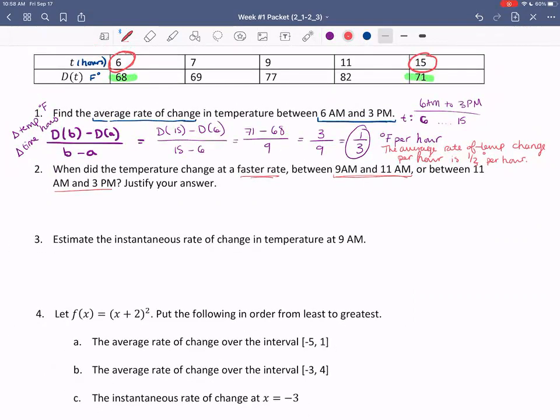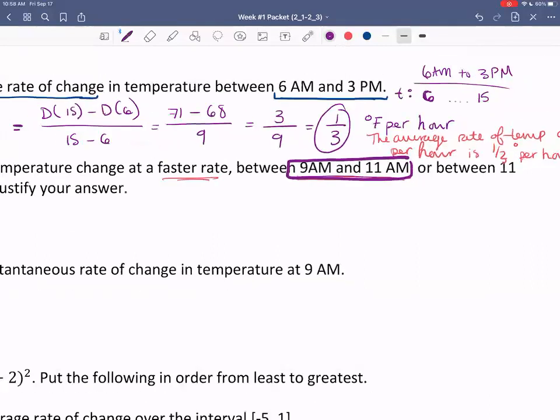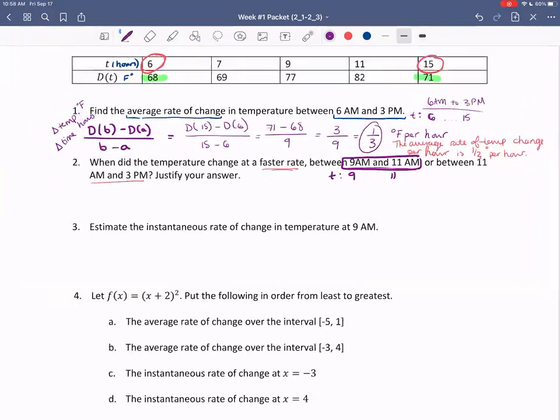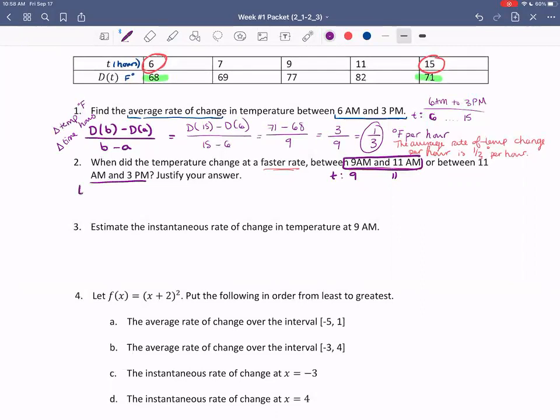All right, so now let's check your answers. So what is T from 9 to 11 a.m.? Well, T would be 9 and 11. And then what about between 11 a.m. and 3 p.m.? Well, T would be 11 at 11 a.m. and 15 at 3 p.m. So let's compute these two average rates of change.